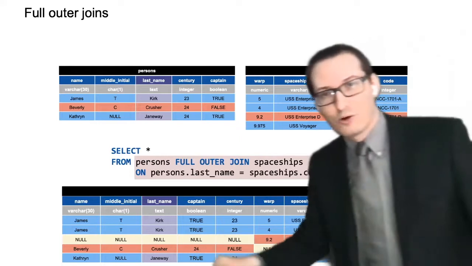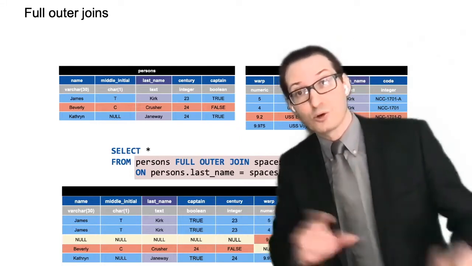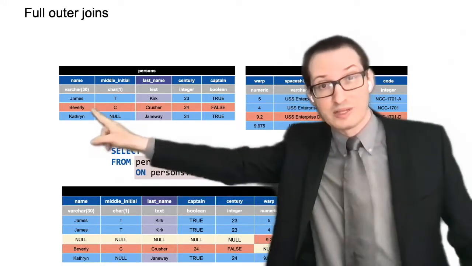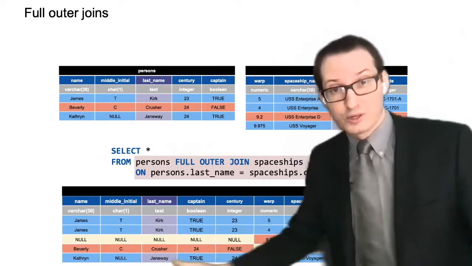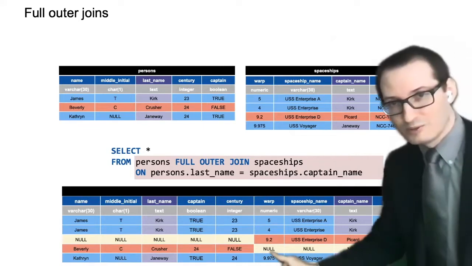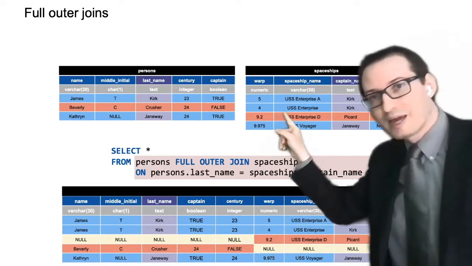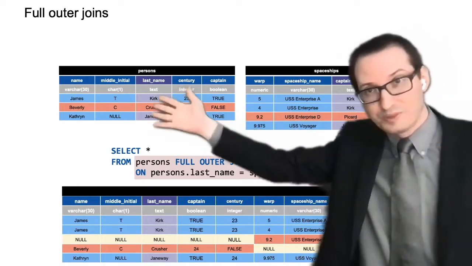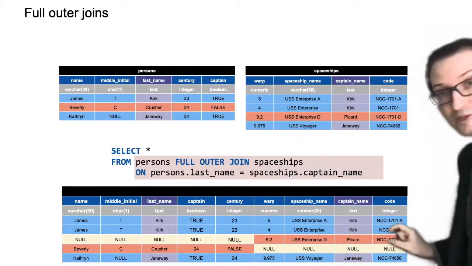What happens to the yellow and red part here? Well, this is when there is no correspondence. Here we have a person that is not the captain of any ship. So it will appear here with everything empty right there. Null means that there is nothing. And here we have a captain that is Picard, who doesn't appear in the list of persons.